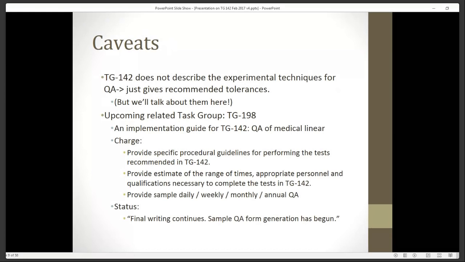There's also an upcoming related task group to be aware of, which is TG198, and this task group is supposed to come up with an implementation guide for TG142. So their charge is basically to develop some specific procedural guidelines and also come up with maybe some sample daily, weekly, monthly QA. So that hasn't come out yet. I recently checked the status of that task group, and basically they're in final writing, and so that may be coming out soon.